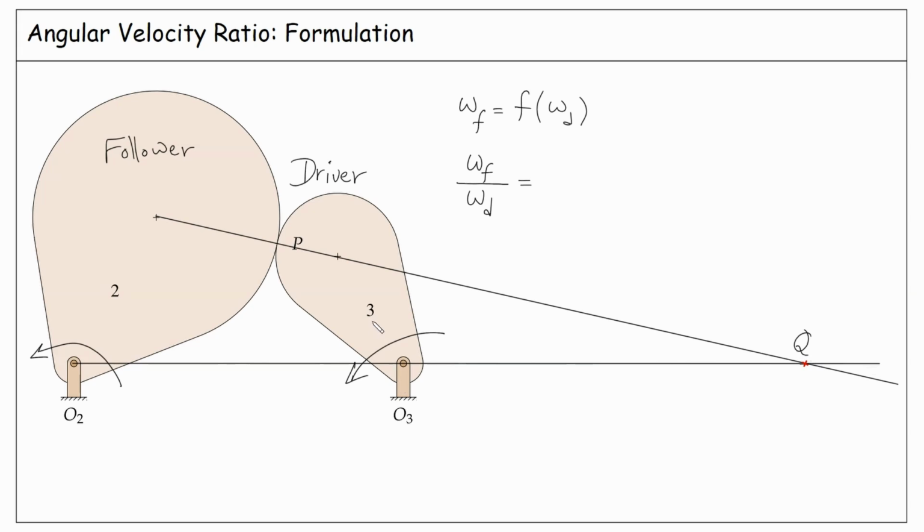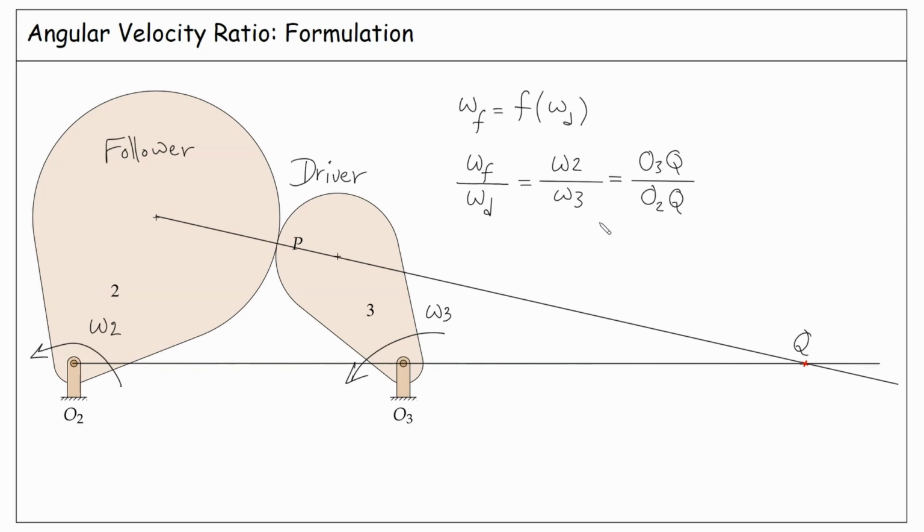Let's assume link 3 is the driver and rotates counterclockwise at an angular velocity of omega 3. This rotational motion is then transmitted to the follower link and makes it rotate at an angular velocity of omega 2. What the relation says is that the ratio of the angular velocity of the follower to the angular velocity of the driver, meaning omega 2 over omega 3, is equal to O3Q over O2Q, which means the ratio of the distance between the rotation center of the follower link and point Q to the distance between the rotation center of the driver link and point Q.